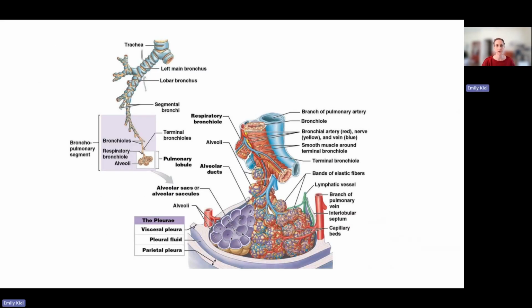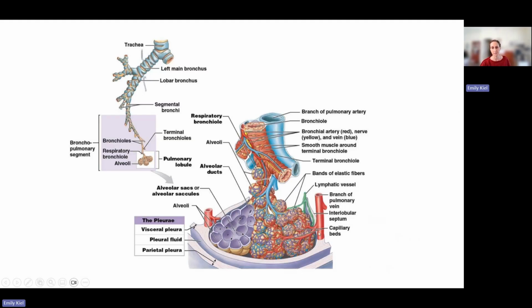Okay, so let's look at a picture of these alveoli. Here we've got our trachea, our bronchus, all of our little bronchioles. We're going into our bronchopulmonary segment. Remember, this supplies one specific area of the lungs. And then we are going into our alveoli. Here they are. They're all these little sacs that appear. They're known as alveolar sacs or alveolar saccules.